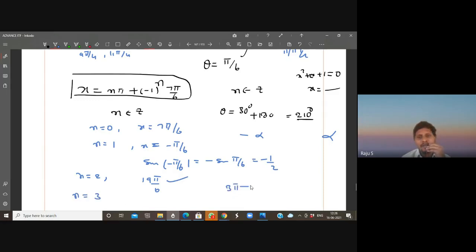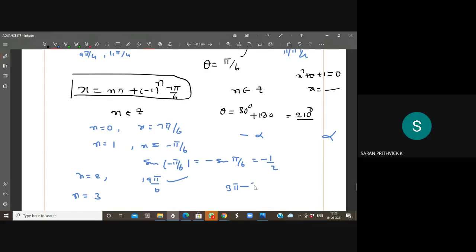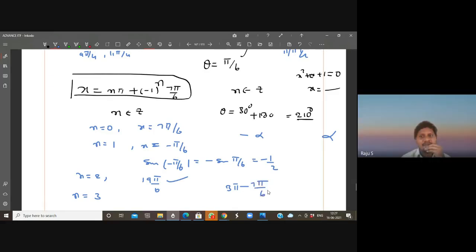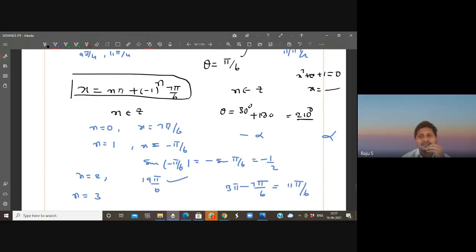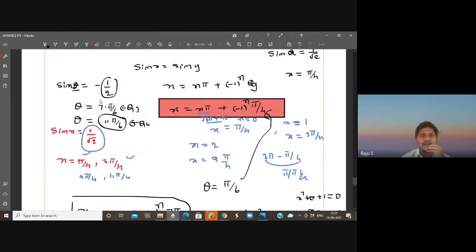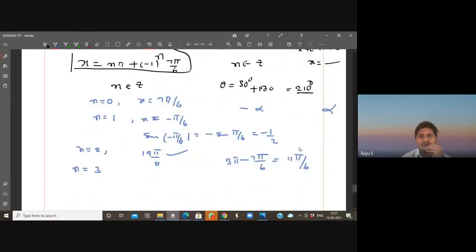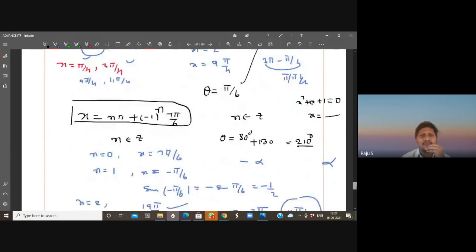3 pi minus pi by 6 is 11 pi by 6. See, these are the principal values. 7 pi by 6, 11 pi by 6 are the principal values. See whether we got it or not. 11 pi by 6 is also one of the solutions. We'll do it like that if you're substituting.